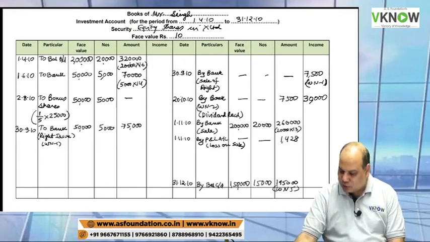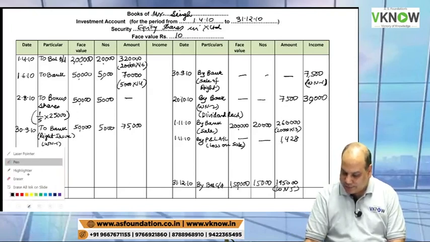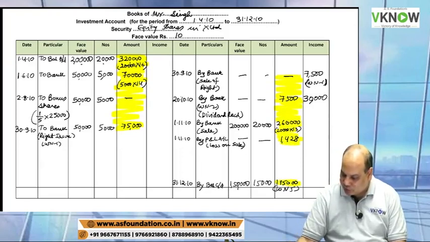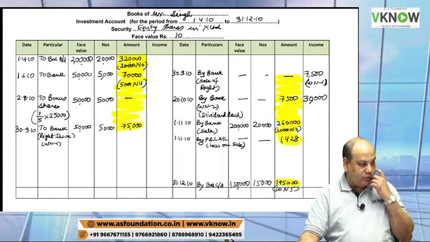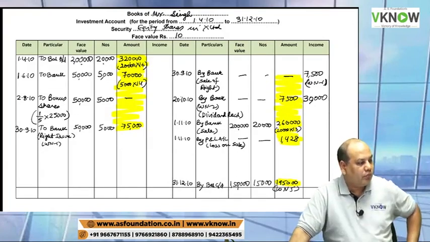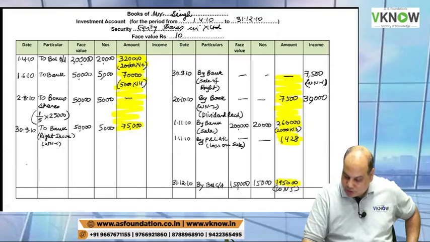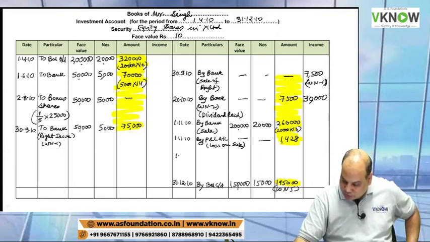Now check the amount column. The amount column will not tally, so please give me the balancing figure in the amount column. It is not tallying because the investment is not valued at cost. So there is a difference. Please write down how much is the difference in the amount column. That also we will transfer to P&L account. By P&L account.